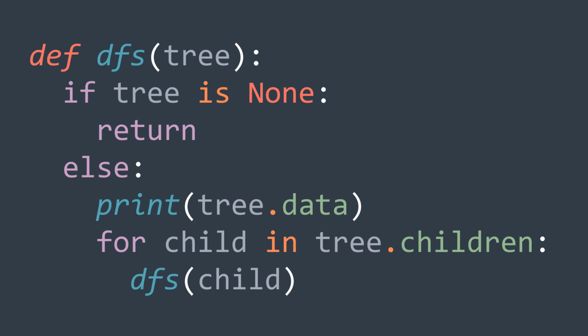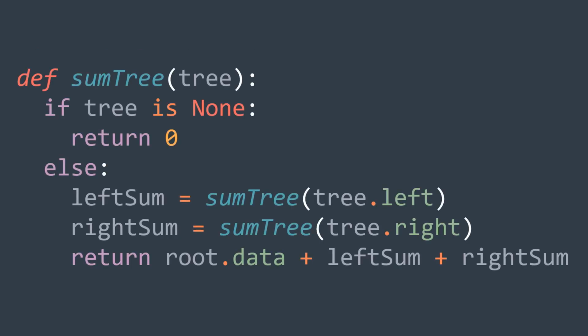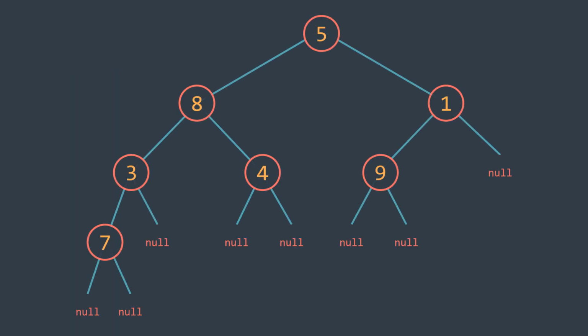To get the sum of elements of a binary tree, if the node doesn't exist, we just return 0. Else, we get the sum of elements of the left subtree, we get the sum of elements of the right subtree, and we return their sum plus the root's value. You can see that in this function, we have two recursive calls, so let's see what happens with this example.